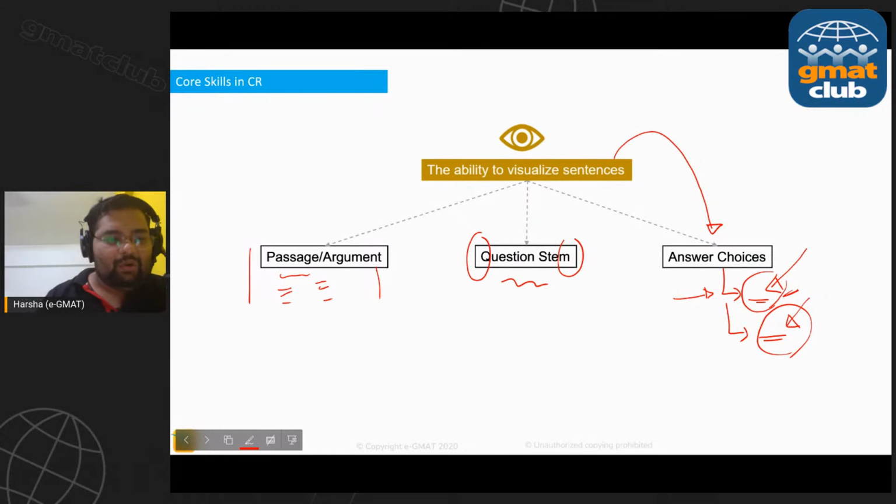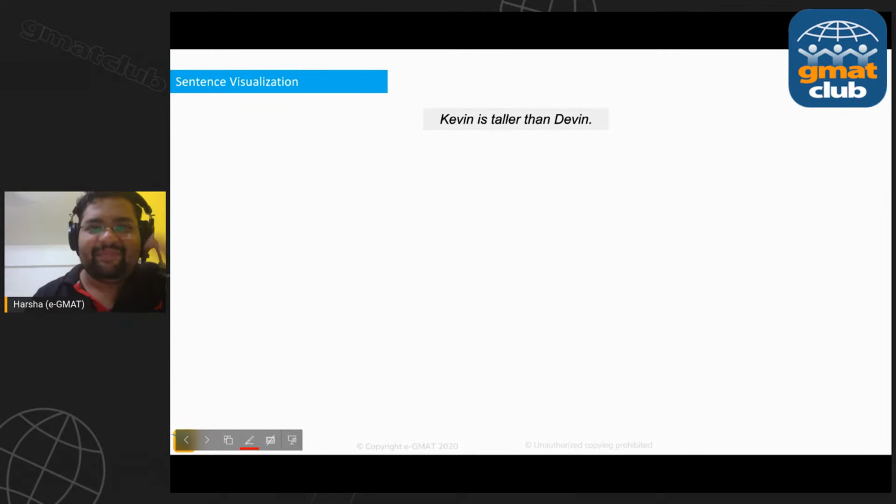So if these core ideas are clear, then let's get into sentence visualization through a simple example. This is the last bit of theory for the day. After this, I'm going to just throw exercises after exercises at you, so make sure that you pay attention. So I'm giving you a very, very simple sentence, because it's always good to start with simple sentences. Kevin is taller than Devin. For some of you, it's also a basketball reference, but yeah, besides the point.